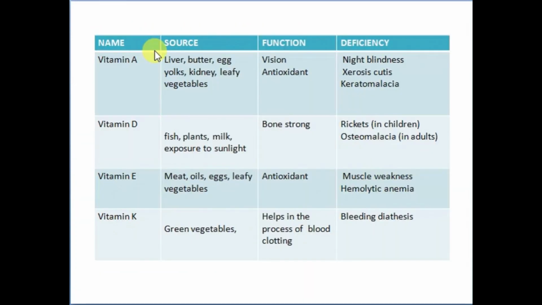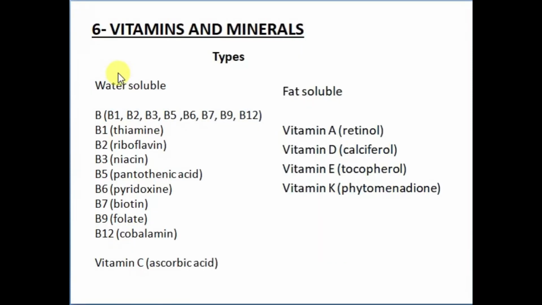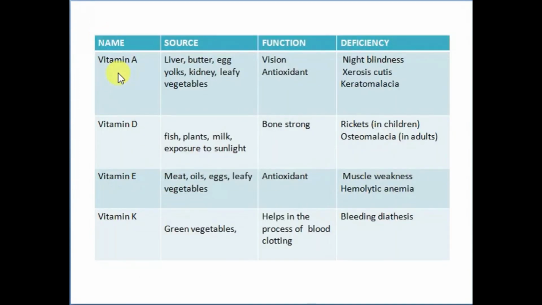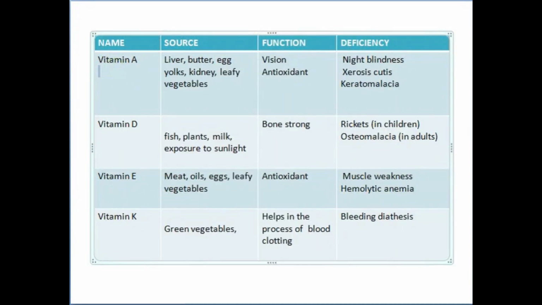Then next, we'll study the function and the deficiency that it causes. So first we'll discuss the fat soluble vitamins, that are vitamin A, vitamin D, vitamin E, and vitamin K. So if we talk about vitamin A, the main source of vitamin A is butter, egg, kidney, leafy vegetables. Okay, so they are the source of vitamin A. And vitamin A helps in having good vision. It functions as an antioxidant.